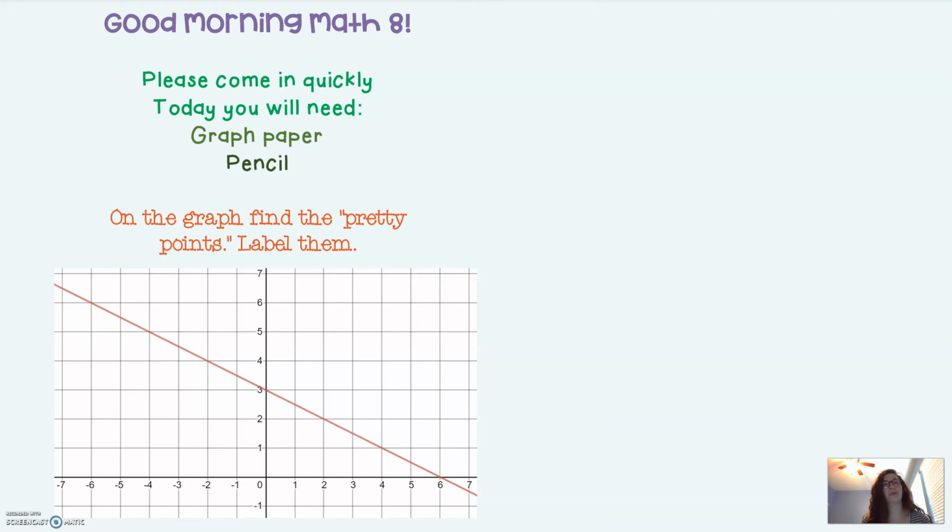Welcome back, Math 8. Today we are going to talk about how to get slope-intercept form from a graph. So let's go ahead and get started.